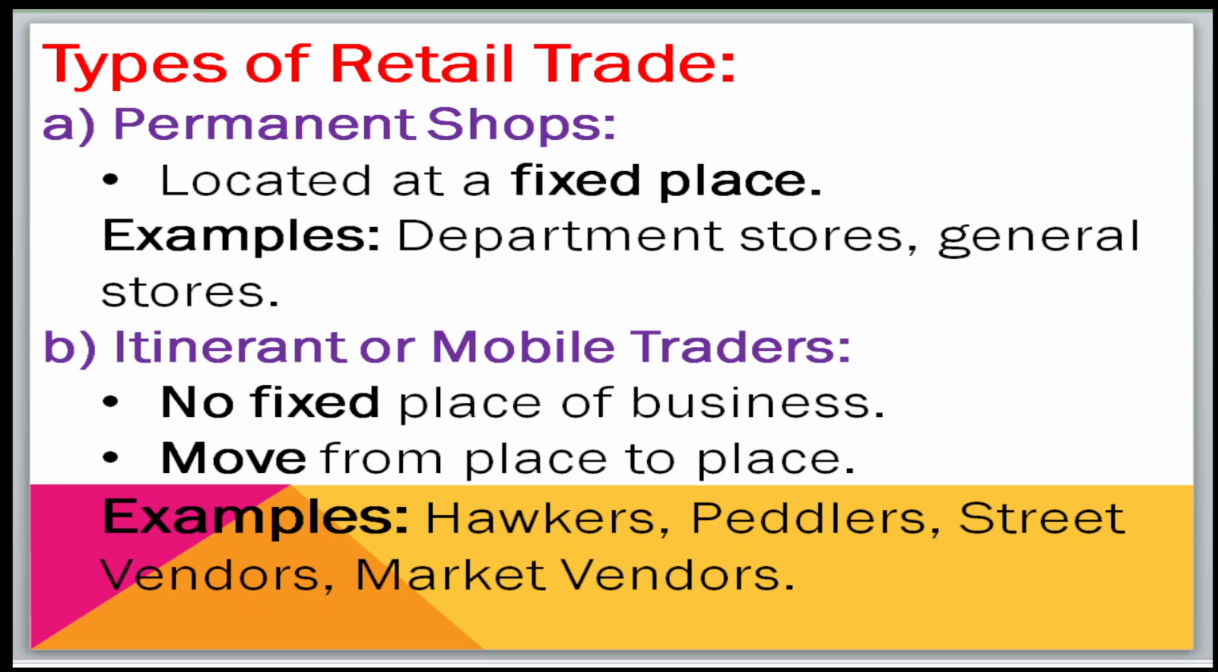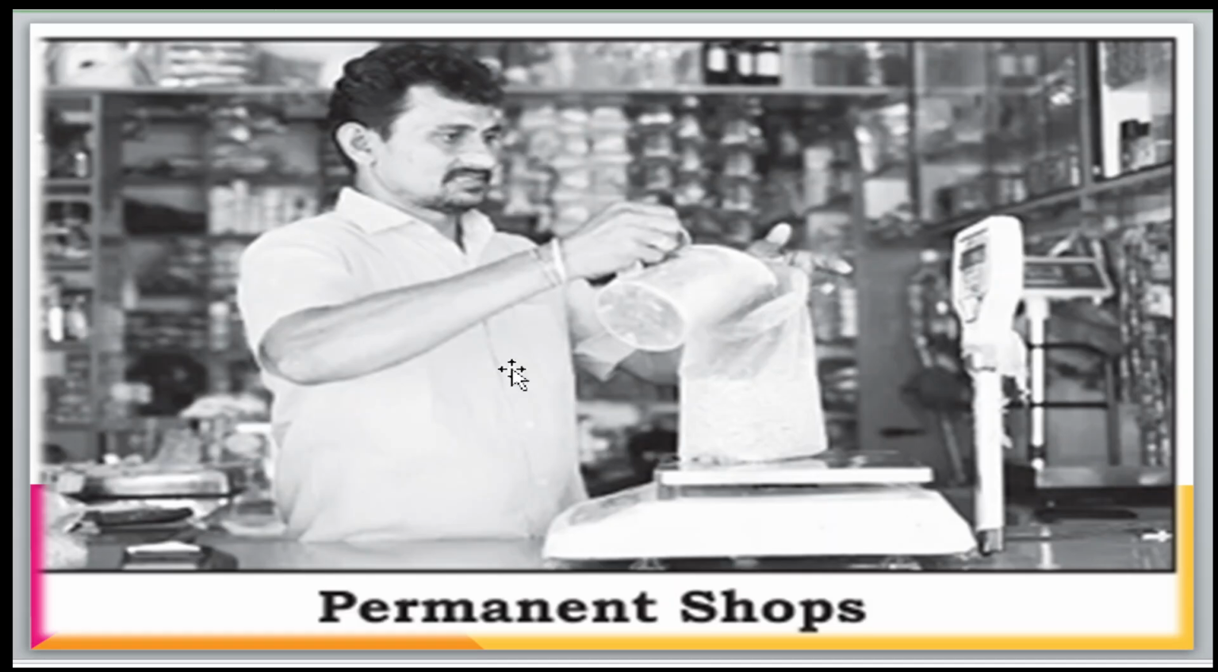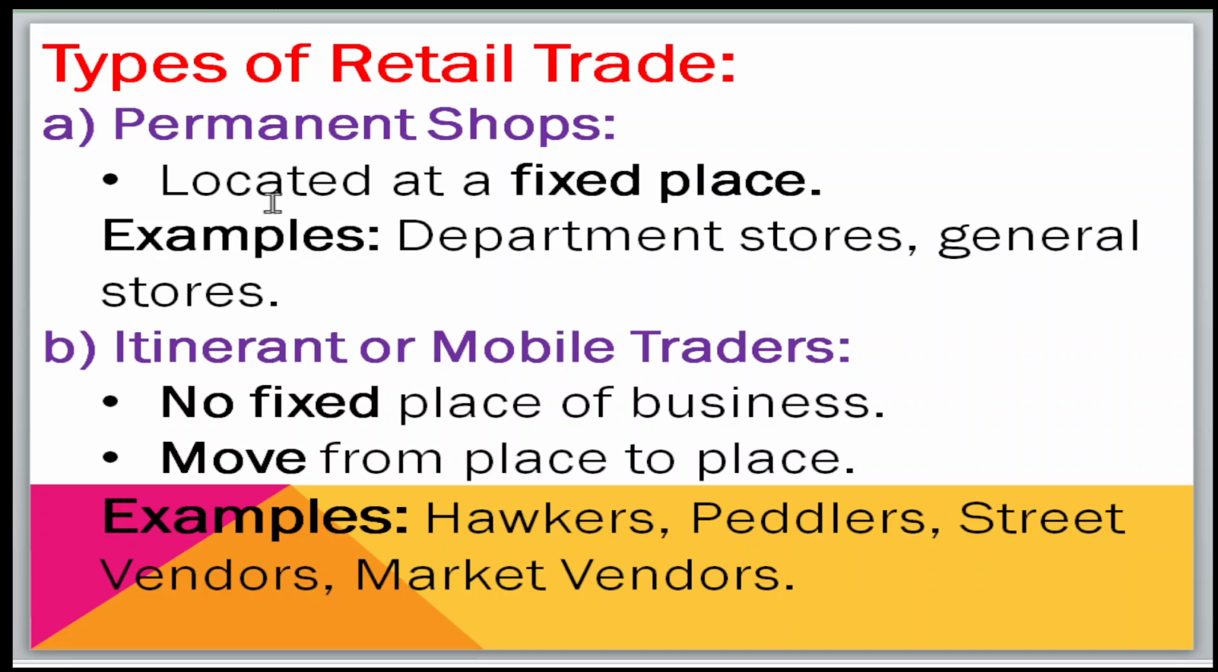Permanent means they are fixed at a place, their shop is a fixed one, located at a fixed place. Examples are departmental stores and general stores. Mobile traders means they don't have a fixed place of business and move from place to place. Examples are hawkers, peddlers, street vendors and market vendors.